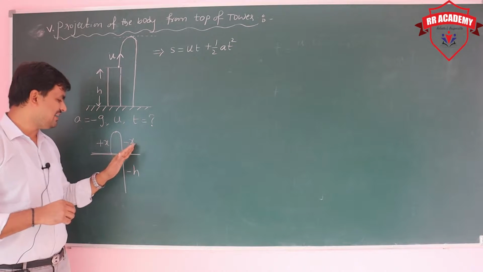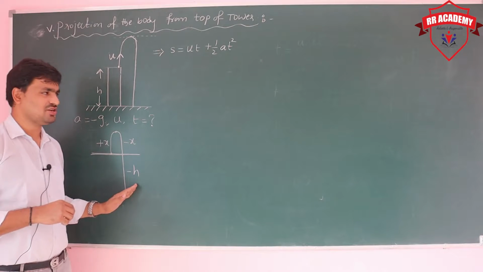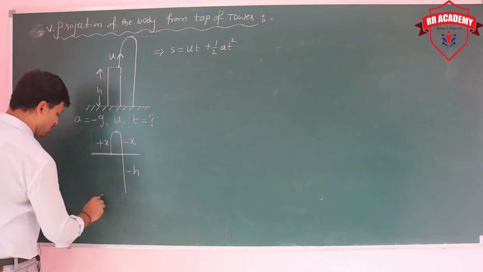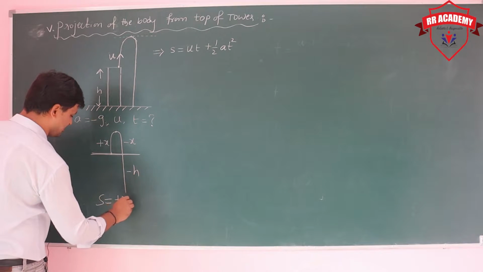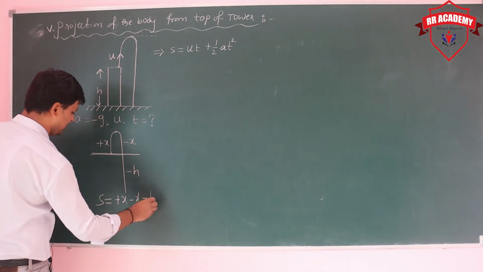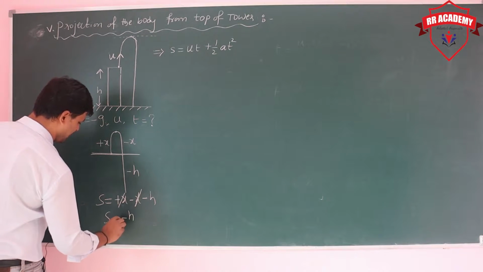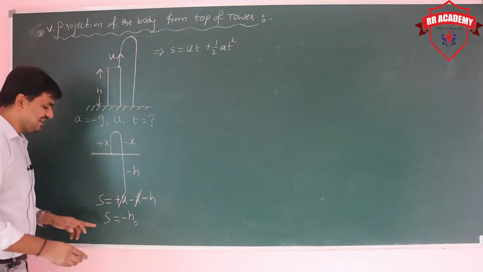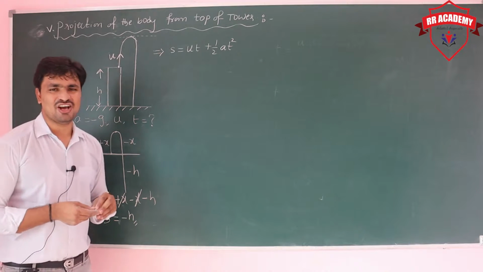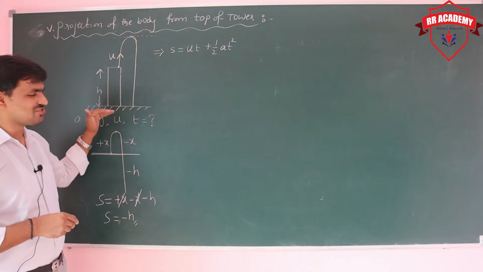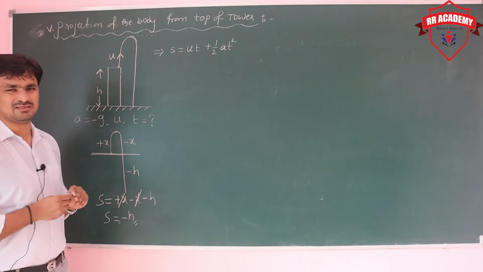Plus x minus x plus x minus h. Now the total displacement is plus x minus x minus h. Plus and minus will be cancelled. Then the displacement is simply minus h. Now we have the acceleration, initial velocity, time, as well as the displacement.